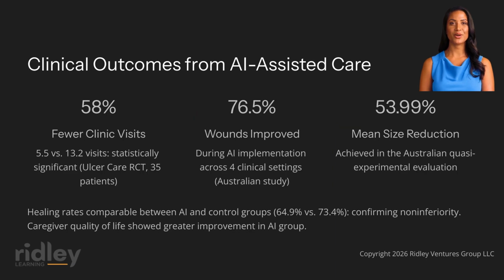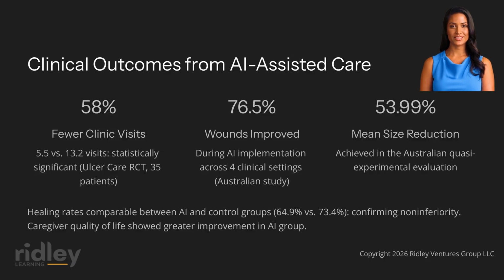Let's now look at clinical outcomes from AI-assisted interventions. The most rigorous clinical outcome evidence comes from a randomized controlled trial evaluating the Ulcer Care AI-assisted clinical decision support system integrated with a telemedicine platform for chronic ulcer management in home care. Among 35 patients completing the study, 17 in the AI group and 18 in the control group, wound healing rates at 12 weeks were comparable between groups at 64.9% versus 73.4%, demonstrating non-inferiority of AI-supported care.